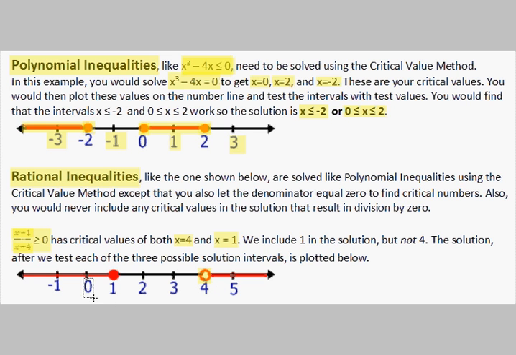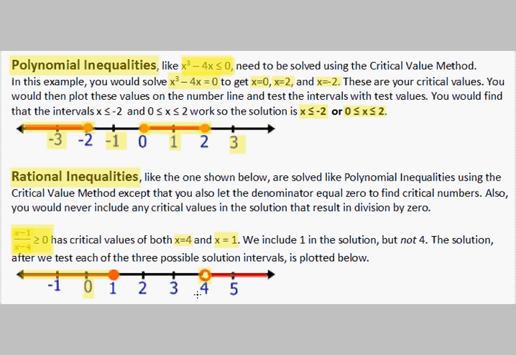If we pick x equals 0 and plug it into our inequality, we get (0 minus 1) over (0 minus 4). That makes a negative over a negative, or positive, and that is greater than or equal to 0. So the interval to the left of 1 works, so we shade everything to the left of 1, and we also include 1 as well.